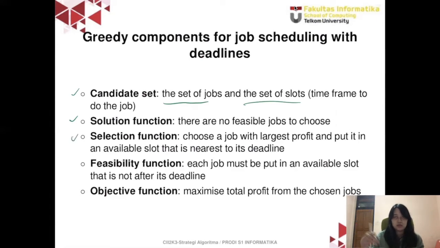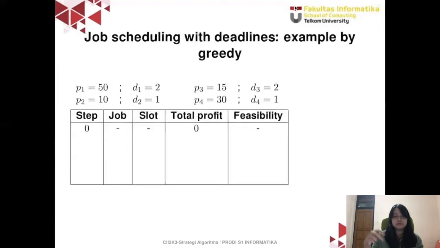Selection function, how can we choose a candidate? We always choose job with largest profit. And we always choose slots that is available, but it is near to its deadline. And then feasibility function, we put the job in a slot, but it must not after its deadline. And the objective function, what is our purpose? We want to maximize total profit from the chosen job.